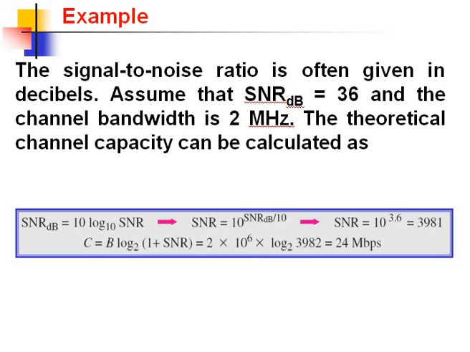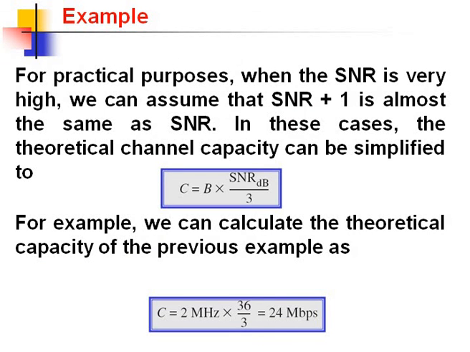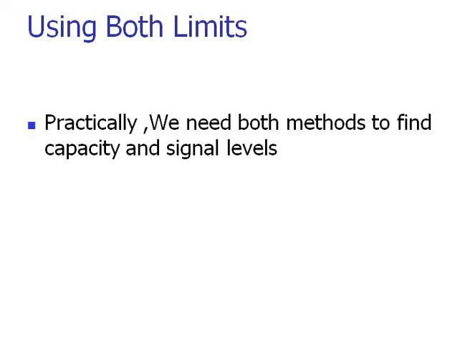The signal to noise ratio is often given in decibels. Assume the signal to noise ratio is 36 dB and the channel bandwidth is 2 MHz. The theoretical channel capacity can be calculated by using the same formula, and we get C equal to 24 Mbps. You can note the examples here. Practically, we need both methods to find the capacity and the signal levels.